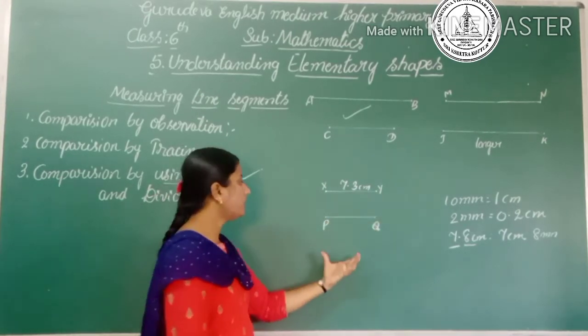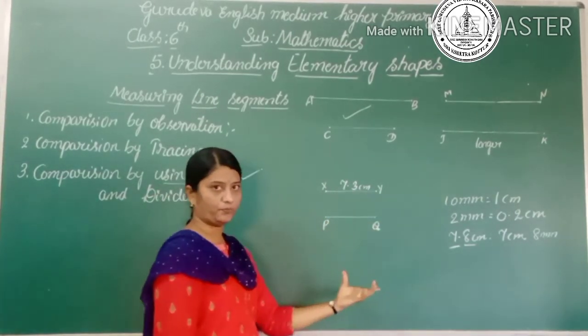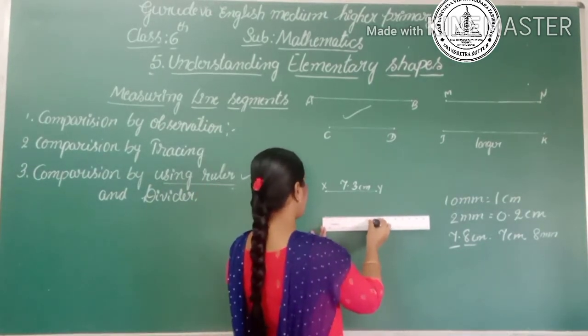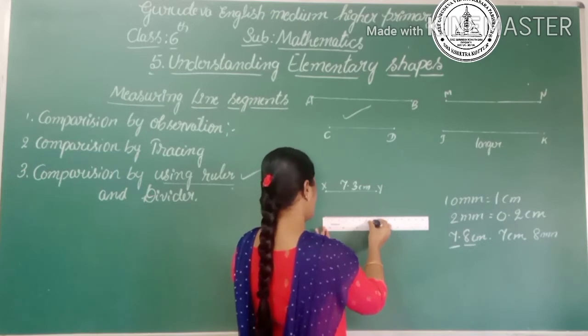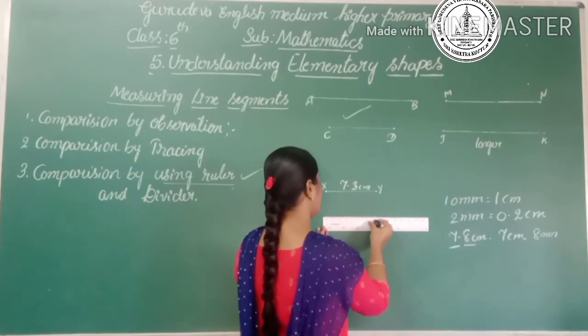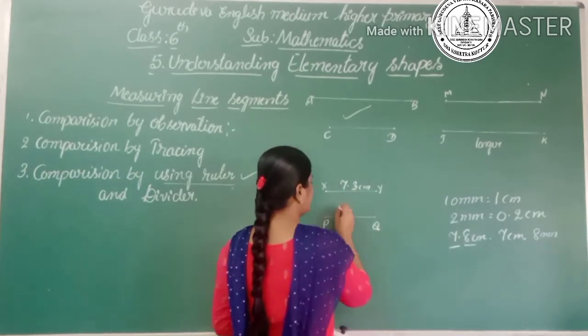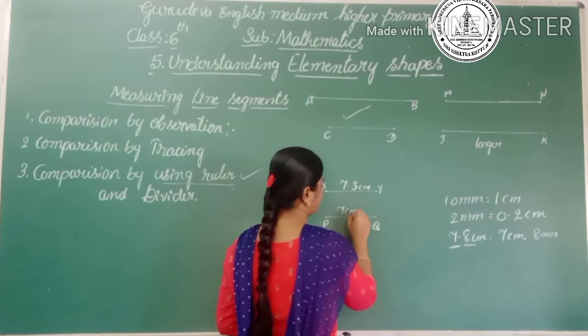Okay. Yes. So here P and Q. Right. So put the ruler beneath the P point and keep it straight. Yes. It is exactly 7 centimeters.